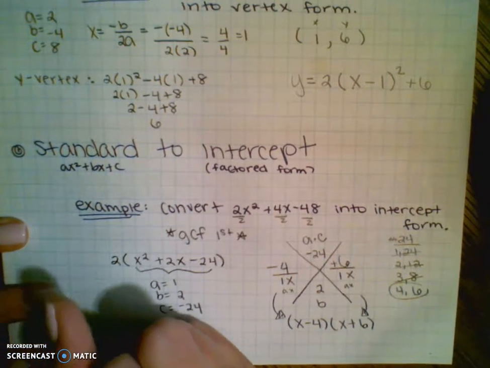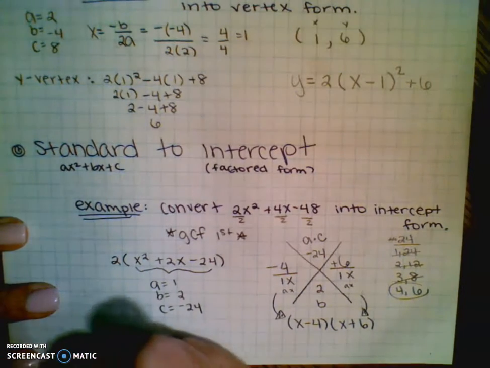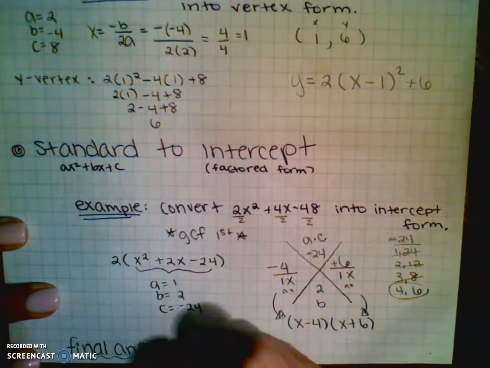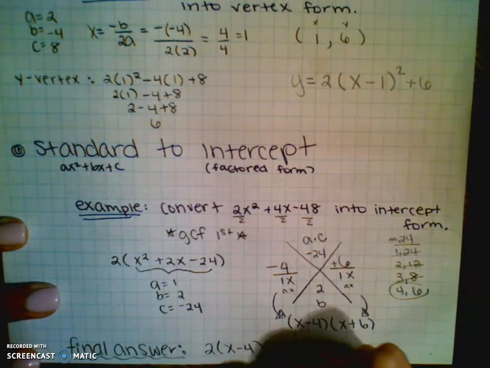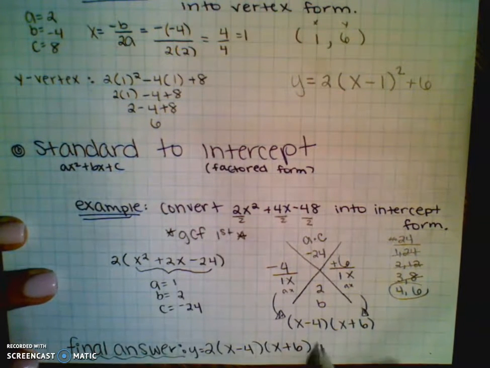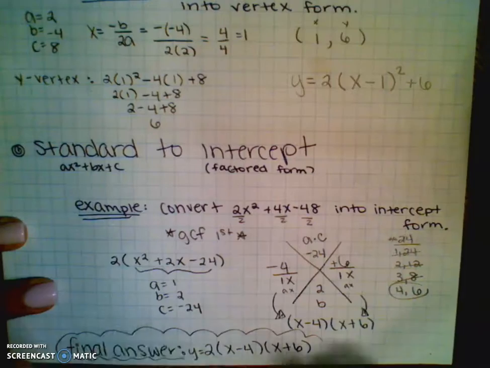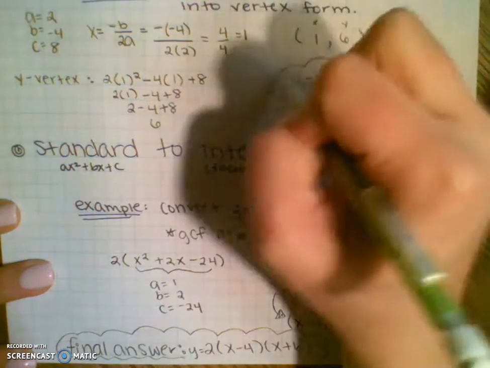Your final answer is 2(x minus 4)(x plus 6). That should be y equals. So this is your final answer. And up here, this was your final answer.